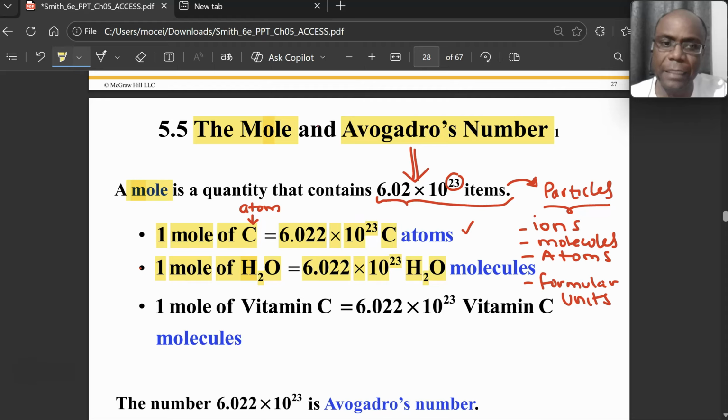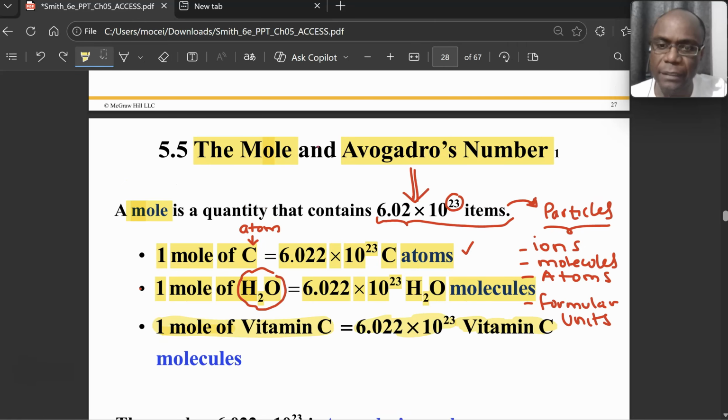Also, 1 mole of water, remember that water is a molecule, contains the same Avogadro's number, but this time of water molecules, not atoms, because H2O itself is a molecule, it's not an atom, it's not an ion, it's a molecule. And then 1 mole of vitamin C, which technically is a compound, if you want to call it a molecule, is fine, will contain the Avogadro's number of vitamin C molecules.